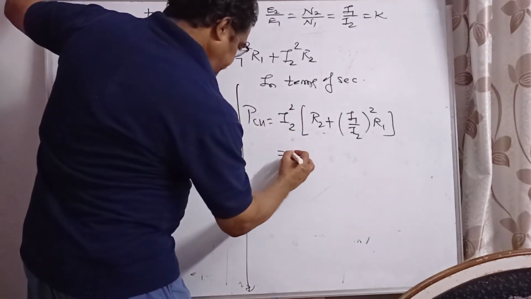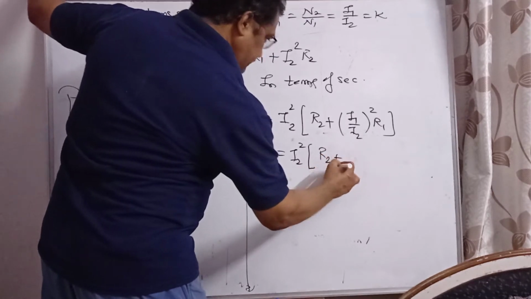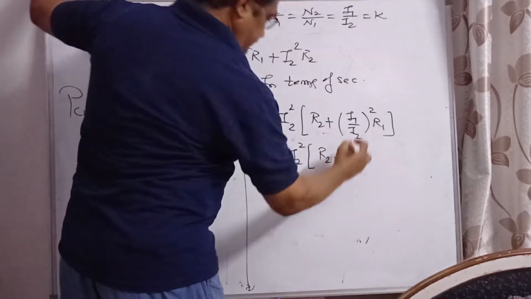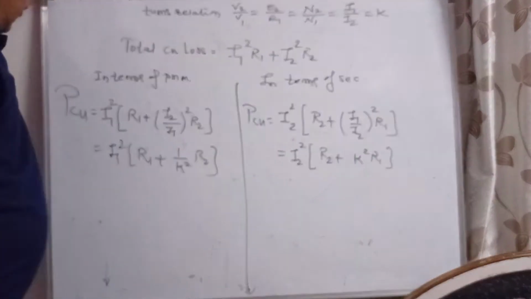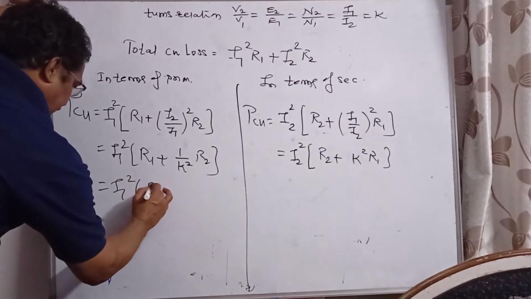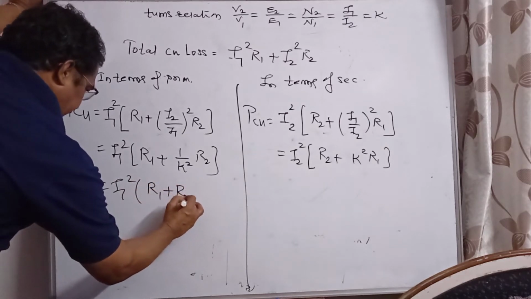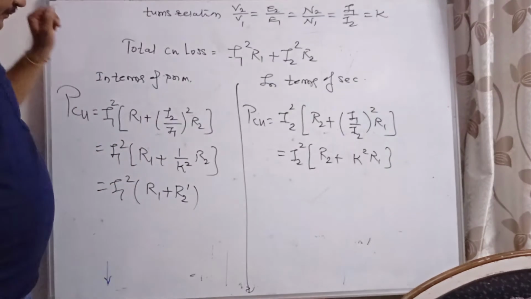To this side, I2 square into R2 plus I1 by I2 is K, K square R1. So it is equal to I1 square into R1 plus R2 dash, where R2 dash I am writing for R2 by K square.